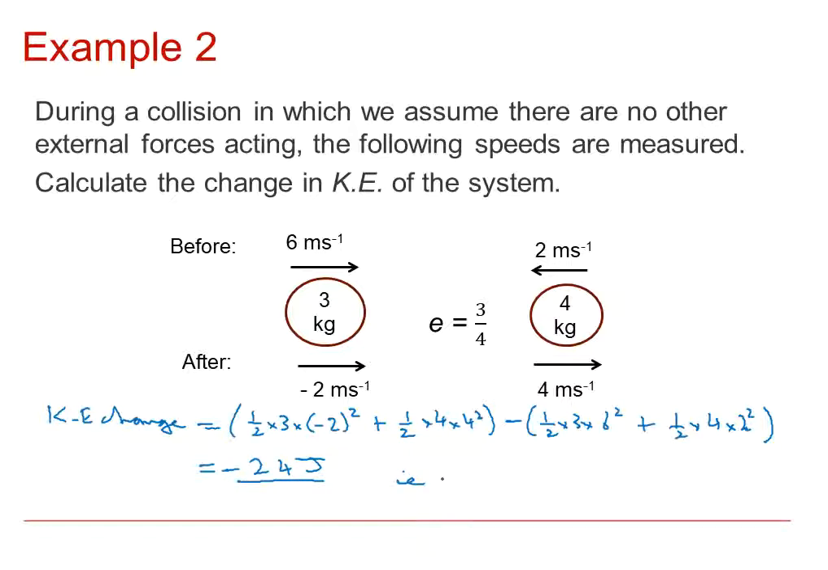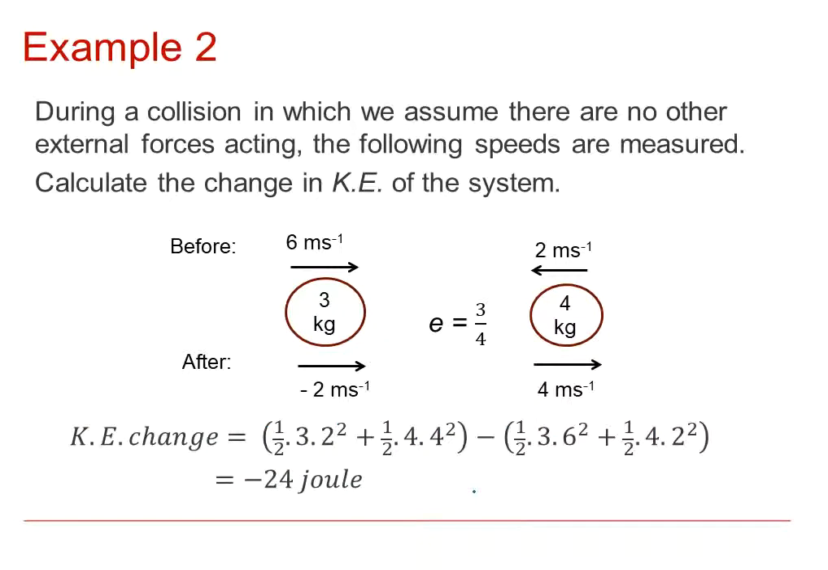In other words, this is a loss of 24 joules. That's what the negative answer is telling me. We've lost 24 joules of kinetic energy. And you can see the full work in there. So I could have just used that velocity. I could have called the speed 2 and got the same answer.